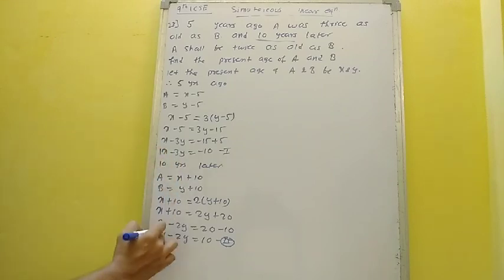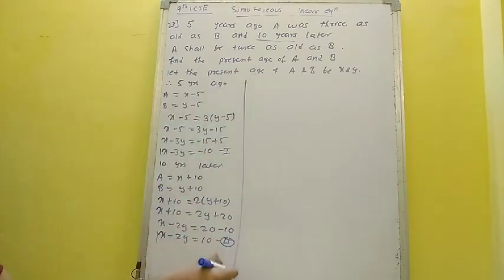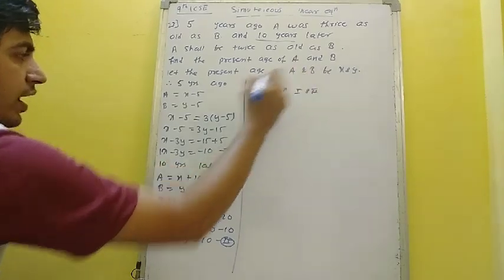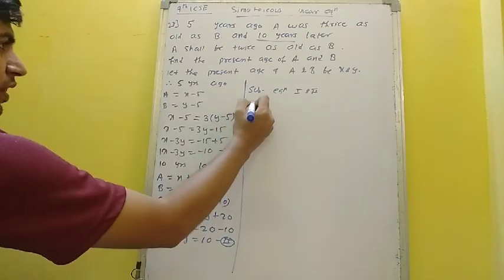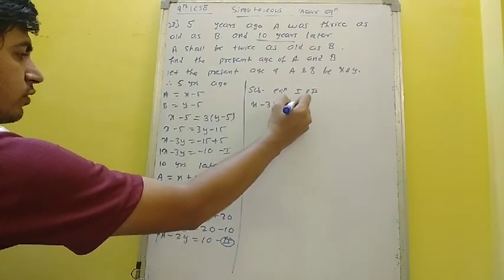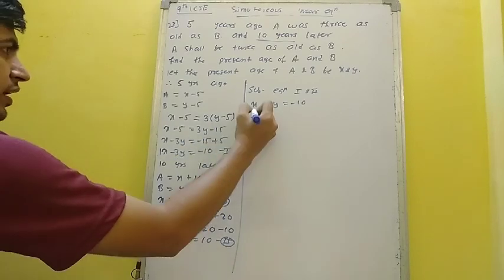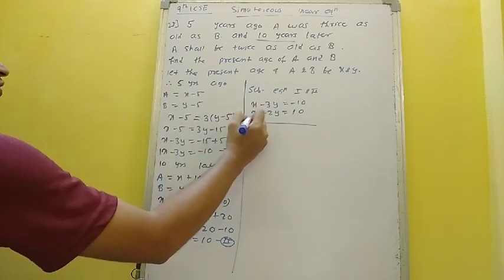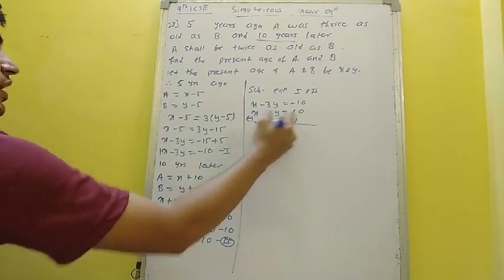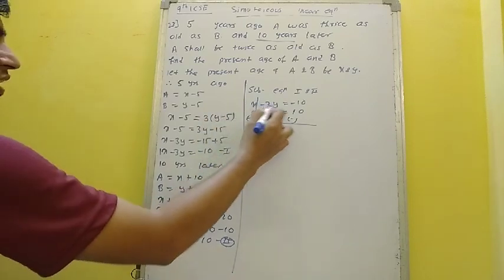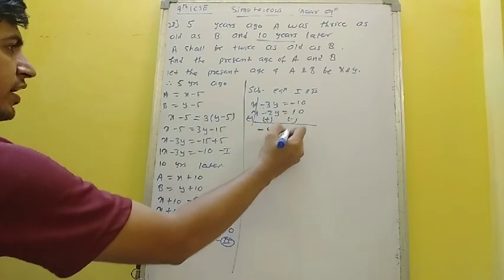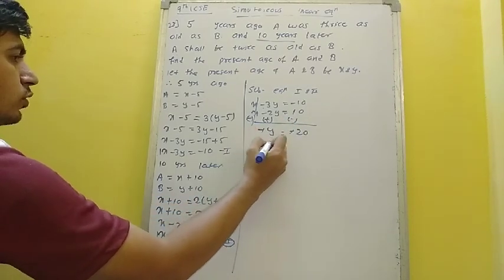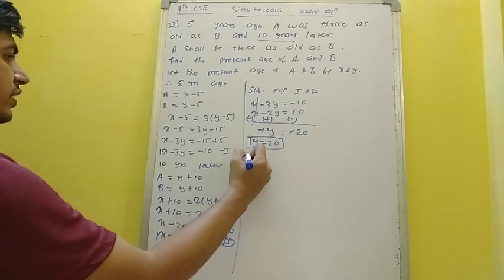So we have plus 1 plus 1. So we subtract 1 and 2. Subtracting equation 1 and 2, we have X minus 3Y is equal to minus 10 for the first one, and X minus 2Y is equal to 10 for the second one. X gets cancelled. So minus 3Y plus 2Y is minus Y. Minus Y is minus 20. So Y is equal to 20.